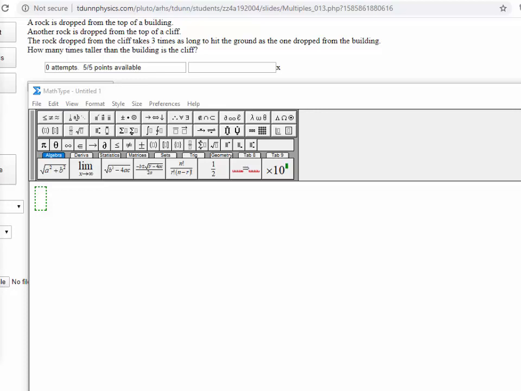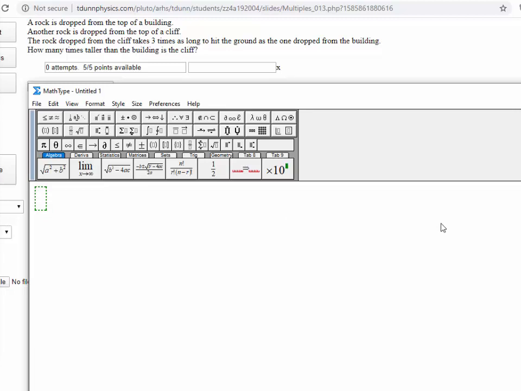Okay, on page 13, we're asked, a rock is dropped from the top of a building. Another rock is dropped from the top of a cliff. The rock dropped from the cliff takes 3 times as long to hit the ground as the one dropped from the building. How many times taller is the building than the cliff?